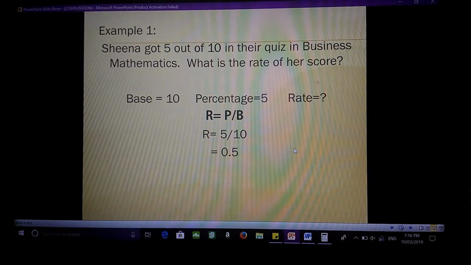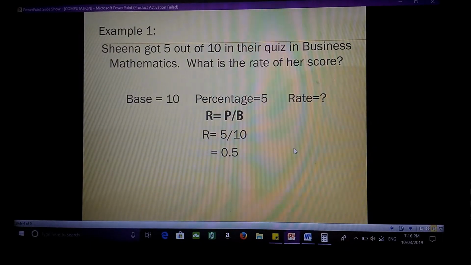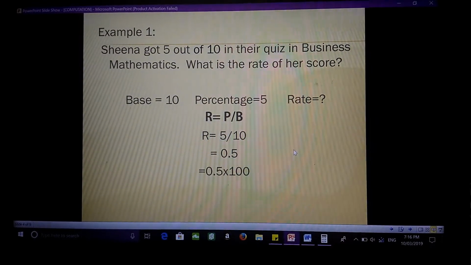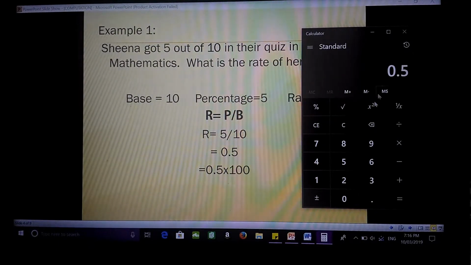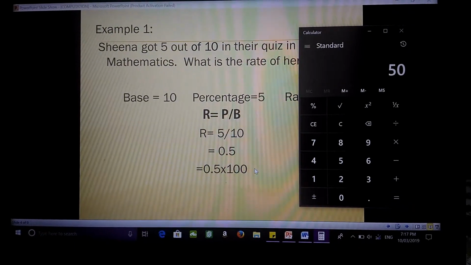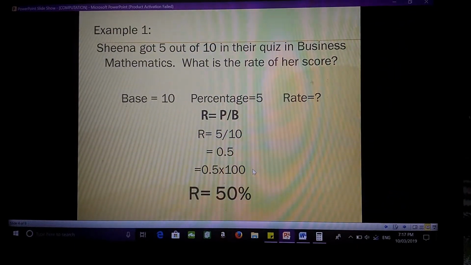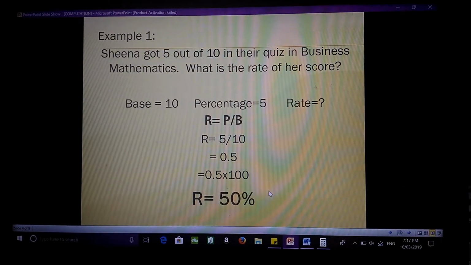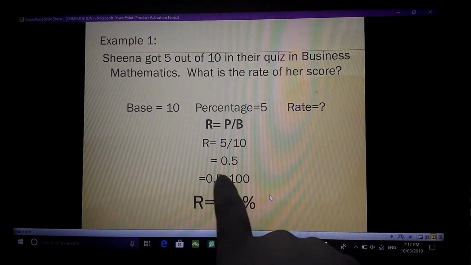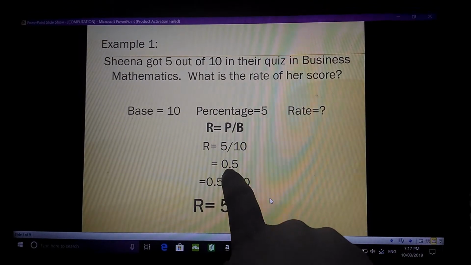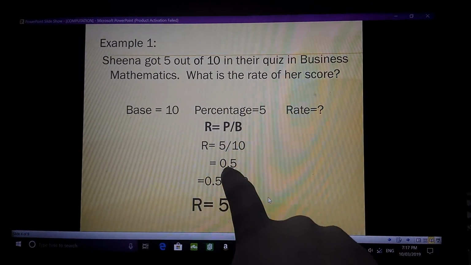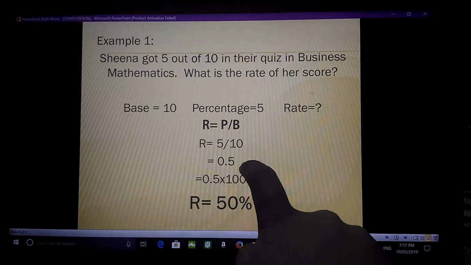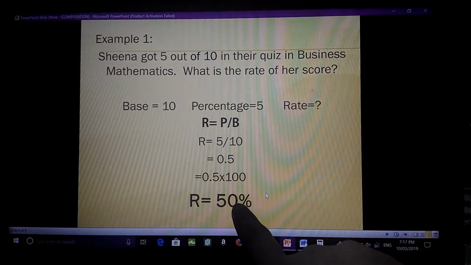But it's not yet finished. To get the percentage, you have to multiply it by 100. So, 0.5 times 100 is equal to 50. So, the rate of Sheena's score in their quiz in business mathematics is 50%. On the other hand, you can find the percent by moving the decimal point to the right twice. Then 1, 2, then there will be 0. So it is 50%.